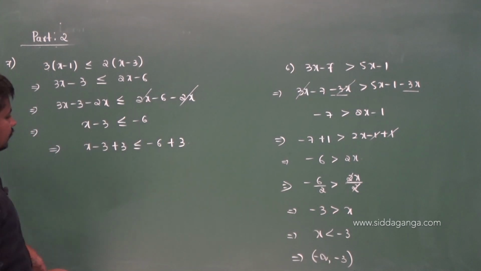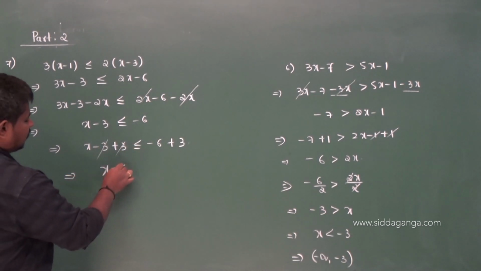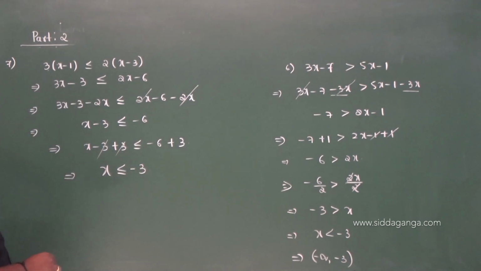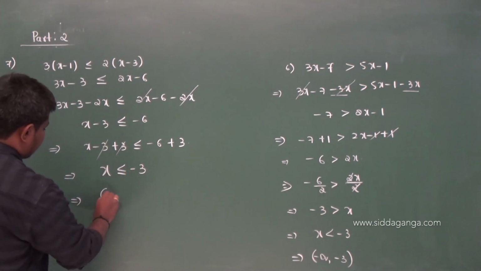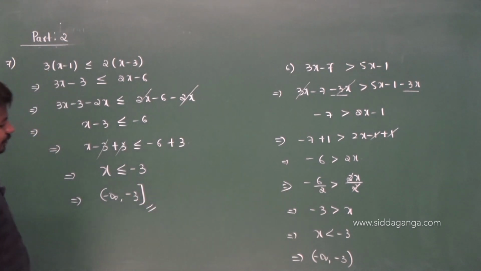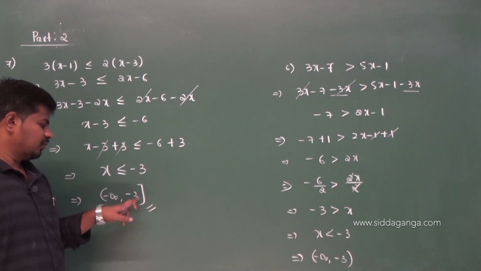Okay, so now these get cancelled. So you get x is less than or equal to minus 3. Hence the solution set is given by x less than or equal to minus 3, so minus infinity to minus 3. Minus 3 is included.